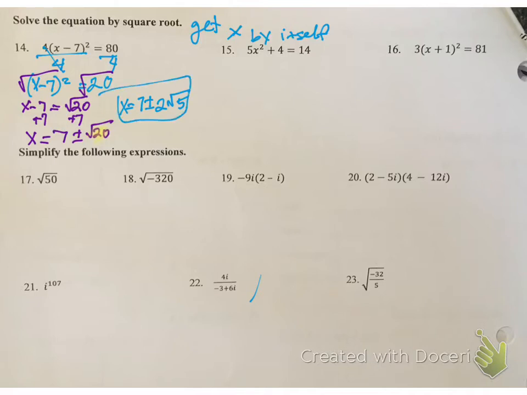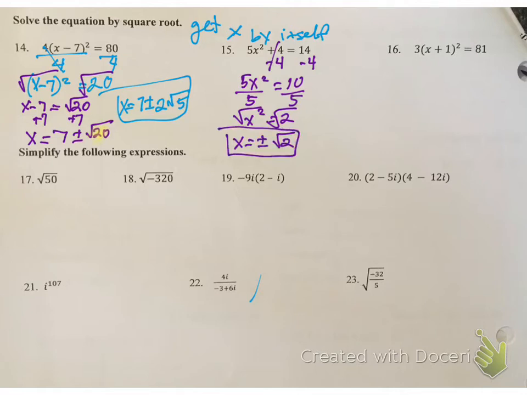For number 15, I want to get x by itself, so I subtract 4 on each side. 5x squared equals 10. Divide by 5. X squared equals 2. Then I square root. X equals plus or minus the square root of 2. And square root of 2 is in its simplest form. The only thing I see people forget is this plus minus right here. When you're taking the square root, plus or minus.